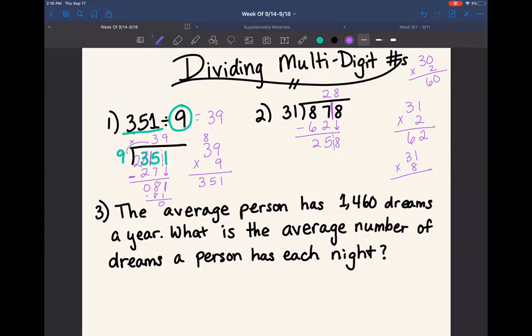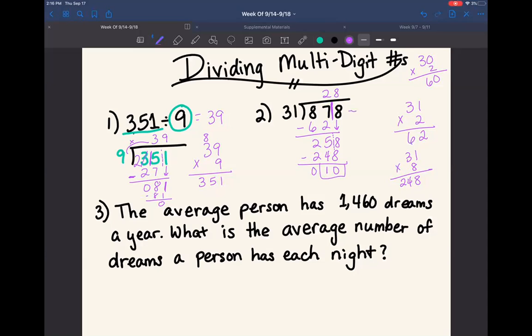So 31 times 8, 1 times 8 is 8. And then 8 times 3 is 24. So 248. I'm going to do my subtraction. So 8 minus 8 is 0. 5 minus 4 is 1. And then 2 minus 2 is 0. So I'm done, right?